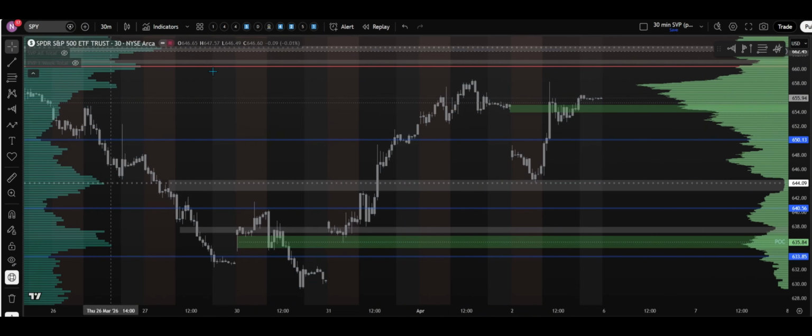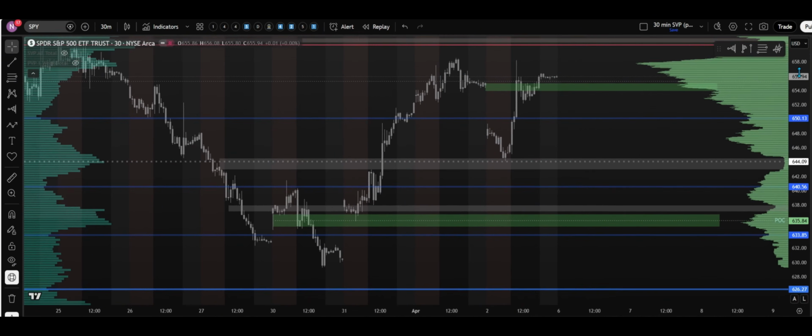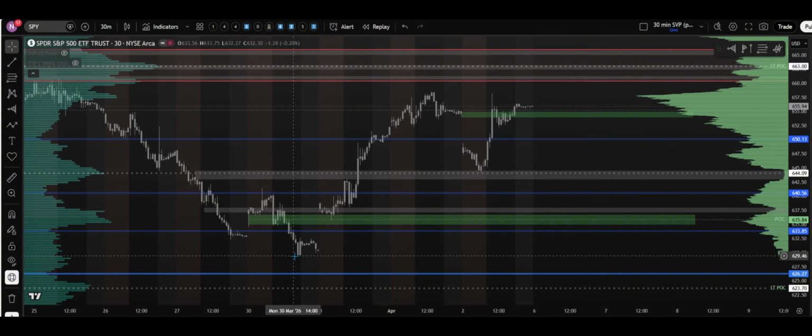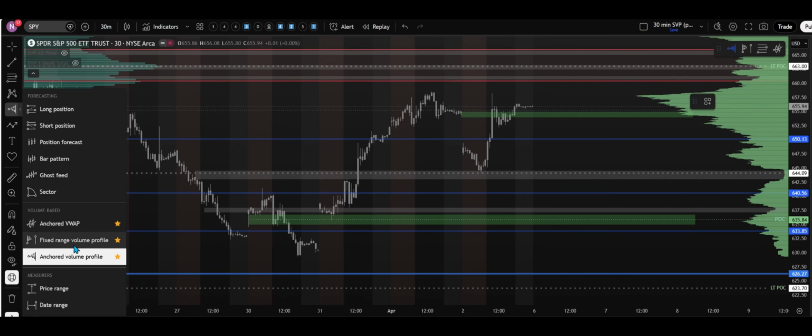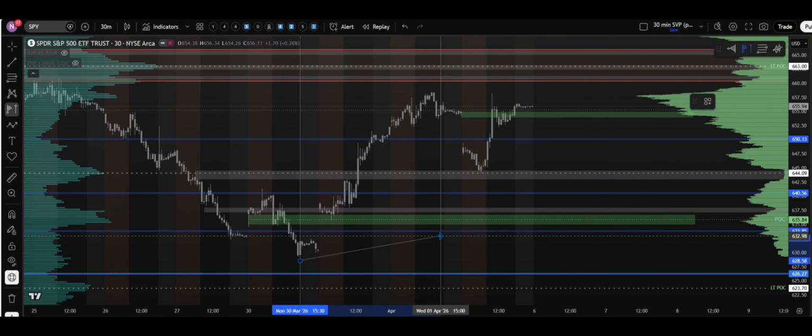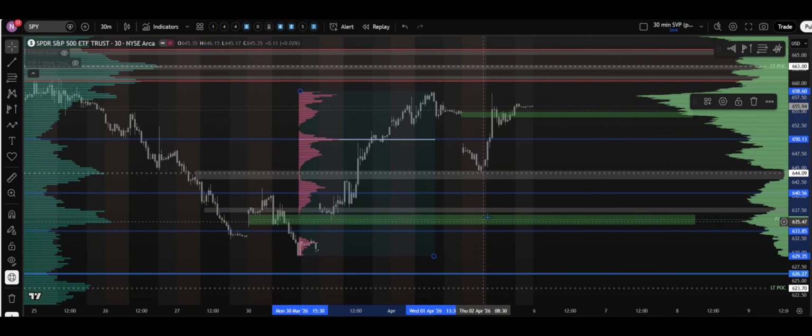But I'm going to keep it off right now, because what I want to do is take a volume profile of just this swing low to the swing high and just kind of pretend that this is the day we're finishing off on, this day right here. So let's do that volume profile from swing low to swing high. This is what it would look like.